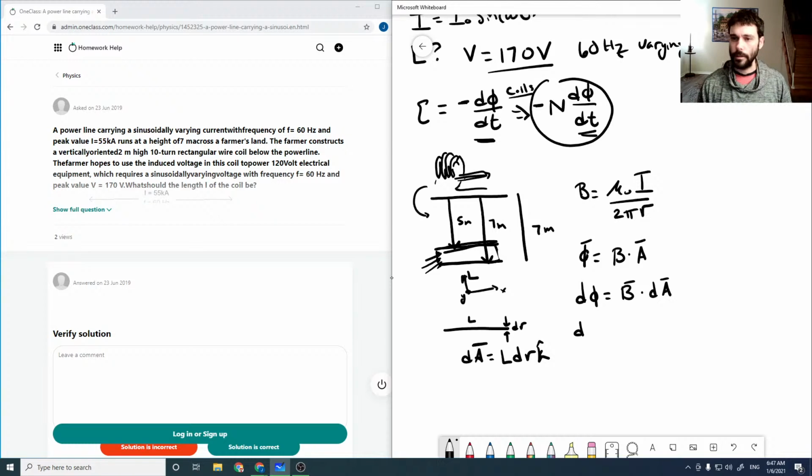And remember that as the current is varying, remember our current is sinusoidally varying. That means that it takes values of plus I naught and minus I naught, so it's going back and forth. So at any time the B field is going to be into or out of the page. But the point is that our d phi is just going to be our B field times our dA, because they're always going to be aligned. But I am going to use an absolute value here.